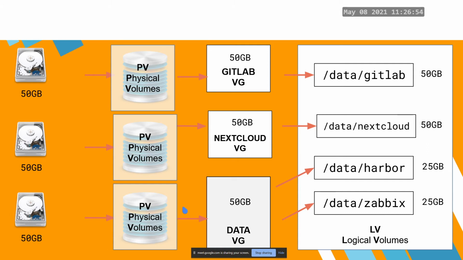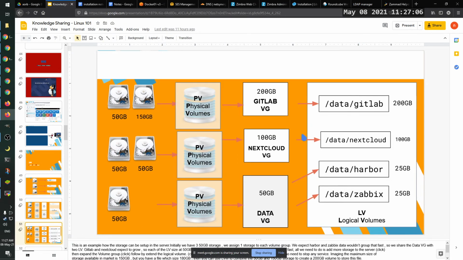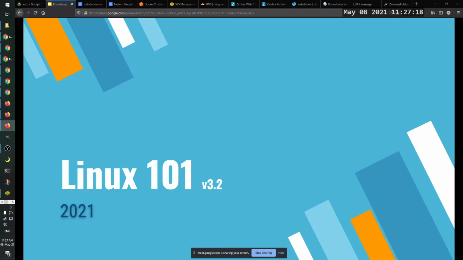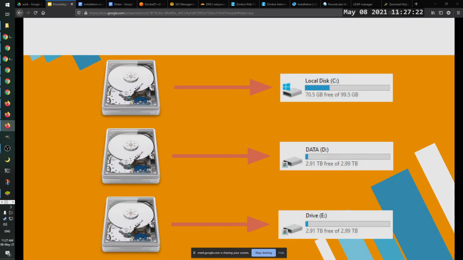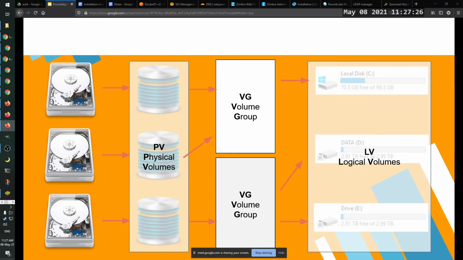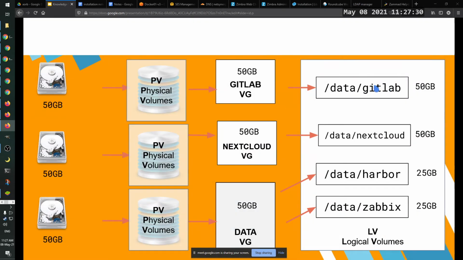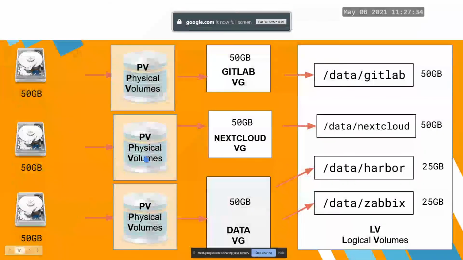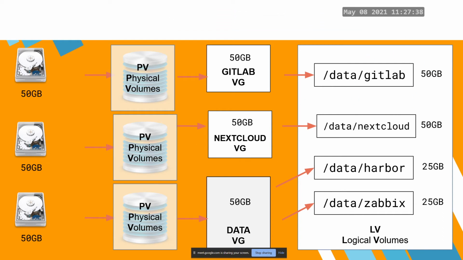Now, let's say we want to expand. The GitLab and Nextcloud volumes are running out of space. So what we do is we add in another two hard disks, one is 150 GB, and another is 50 GB.